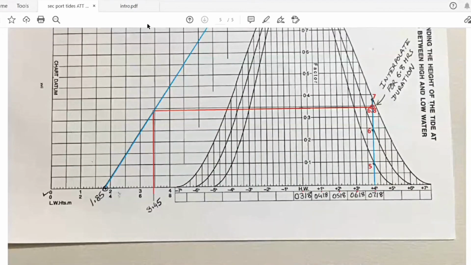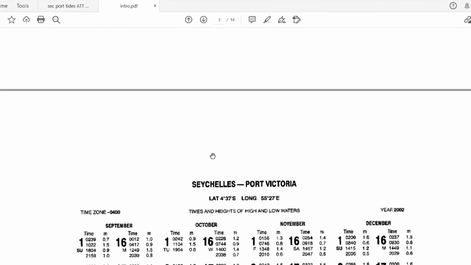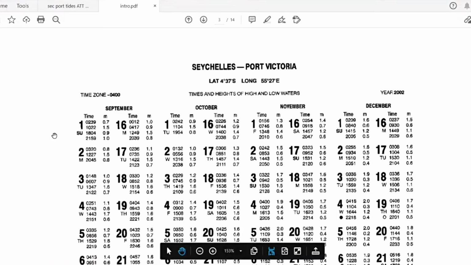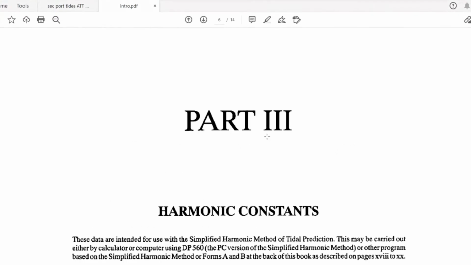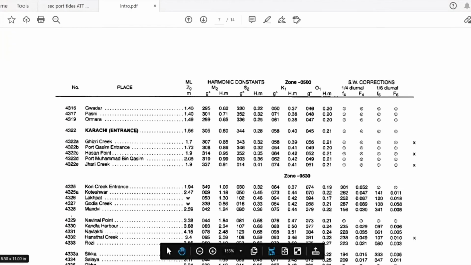Okay. Now I'll show you that overview. Part 1 is for standard ports, where you will get data given. There'll be no curve like in volume 1. Now we come to part 3. You'll find all of them are listed serially with respect to port number.